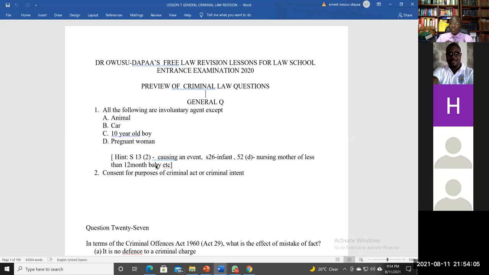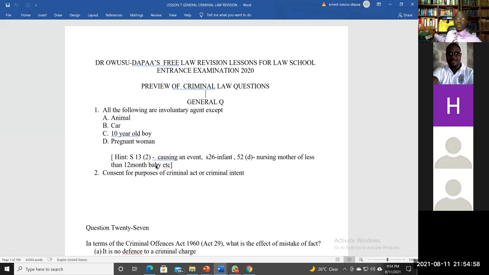And then when it comes to human beings, some human beings are also treated as involuntary agents and exempted from criminal liability. Who are those? Infants. And when we say infants, we have to be careful. We are not referring to the infant that we know in the law of contract, or the Companies Act, or the Constitution, or the Children's Act. Infant is explained in section 26 of Act 29, which says, I quote, for the purposes of the criminal law, a person under 12 years of age is incapable of committing a criminal offense.